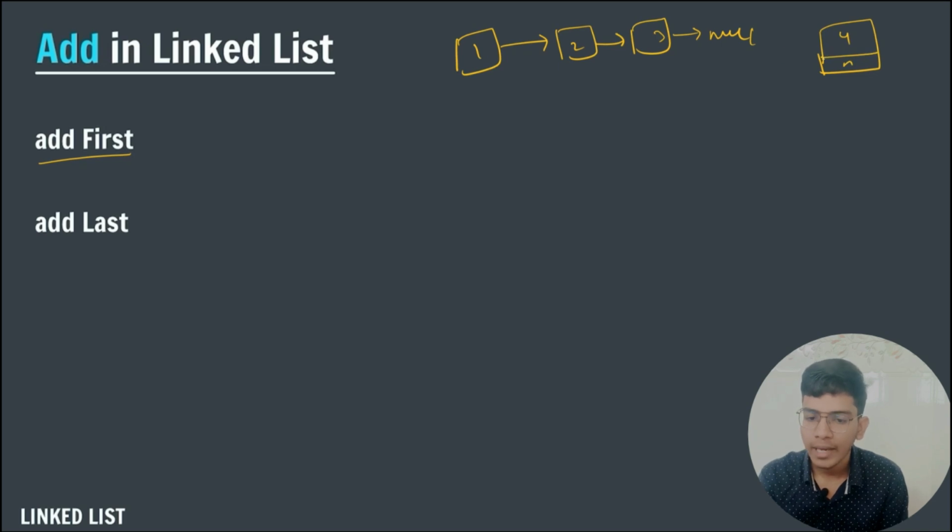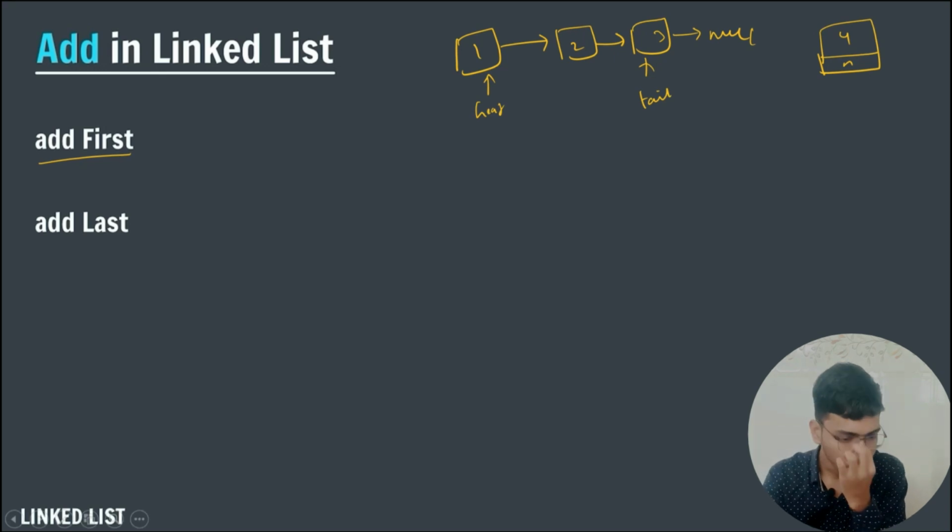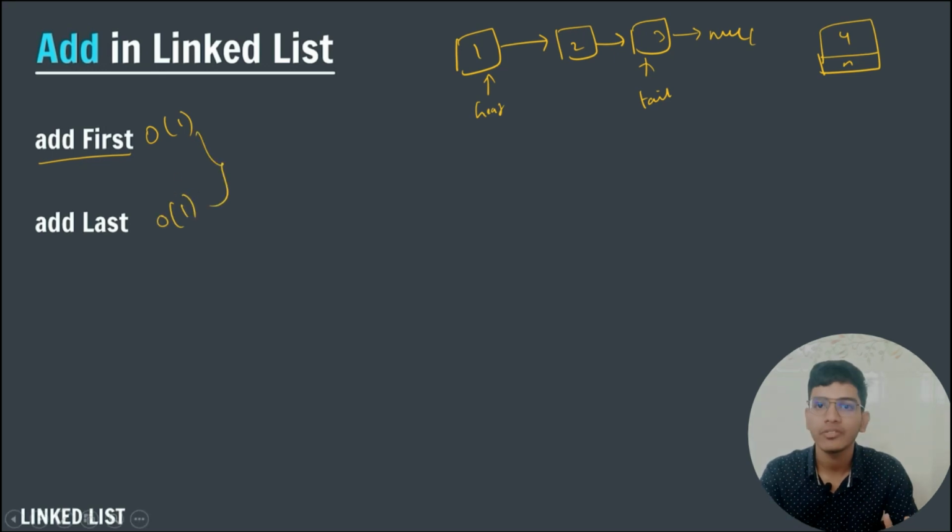So how can we add this particular node at the last of my linked list? This is my head and this is my tail. Adding last is also very similar. The adding first operation and adding last operation will take time complexity of big O of 1. That is, we are just checking and adding, performing a single operation. That's why it takes big O of 1 time.